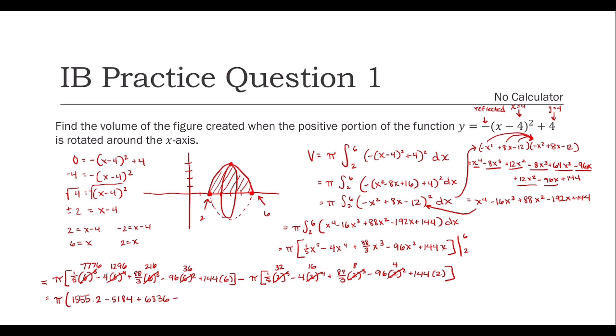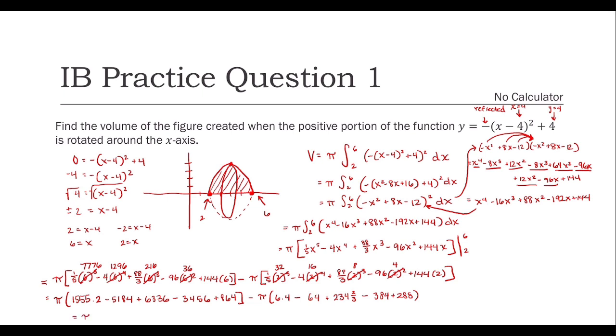36, which is 3,456, plus 144 times 6, which is 864. So we have that minus pi times 1/5 times 32, which is 6.4, minus 4 times 16, which is 64, plus 88 times 8 over 3, which is 234 and 2/3. So we'll just write 234 and 2/3, minus 96 times 4, which is 384, and then plus 144 times 2, which is 288.